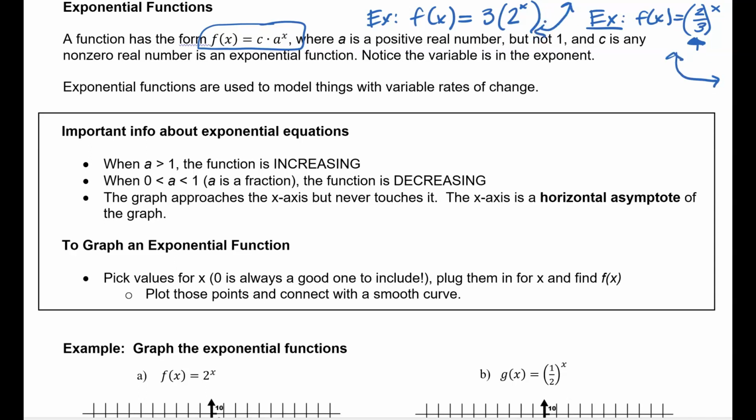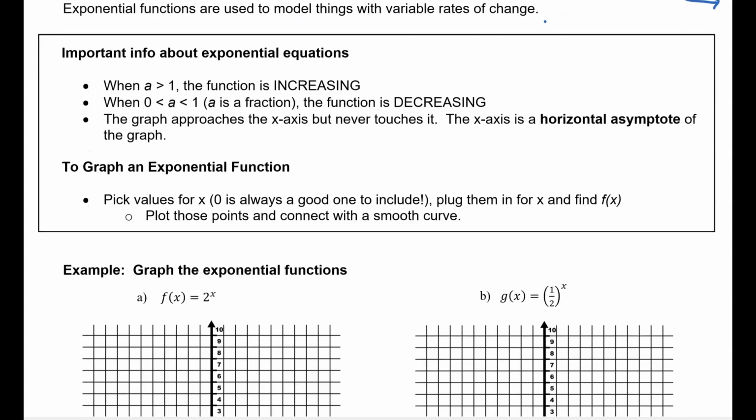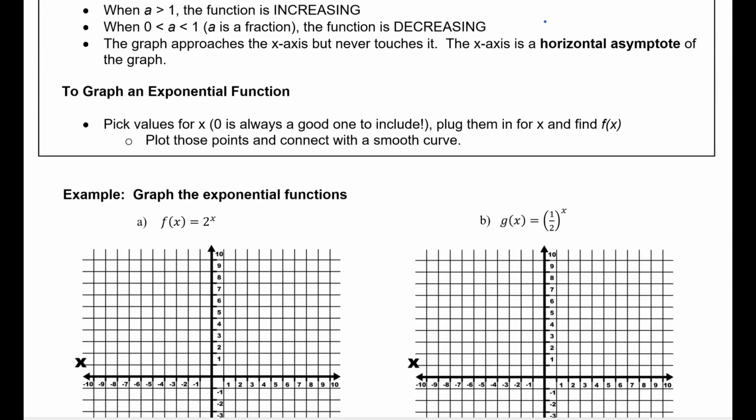And so to graph, I think the simplest way to graph is just pick a couple values for x. 0 is always a good one to include. It's easy to plug them in for x to find y. And this is the same process we use for linear equations, and you can also do this for quadratic.